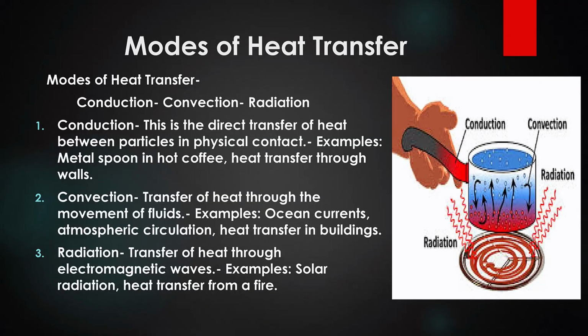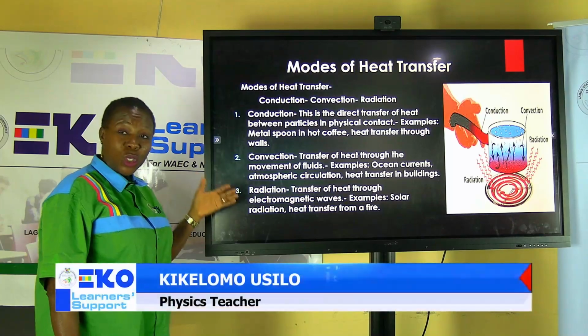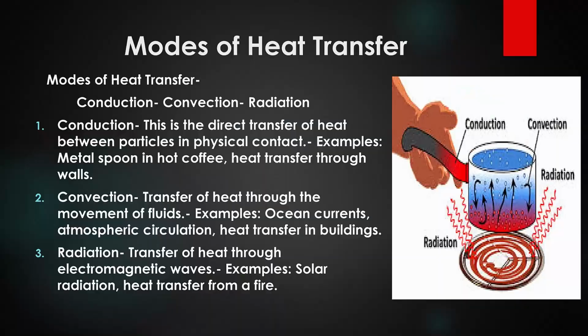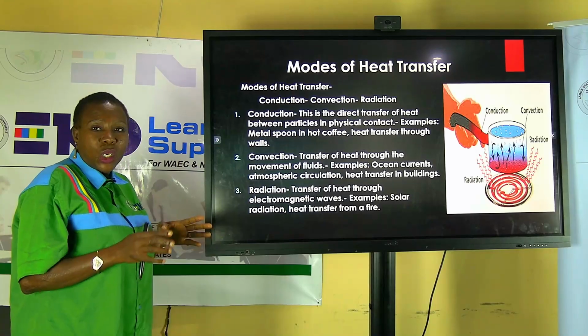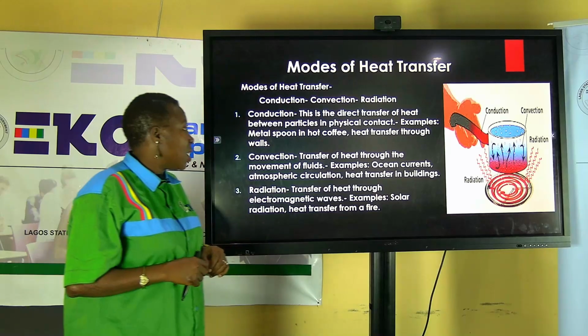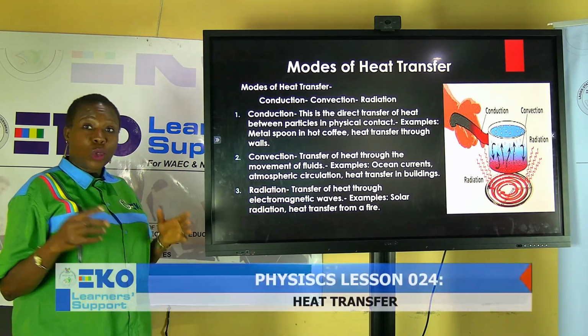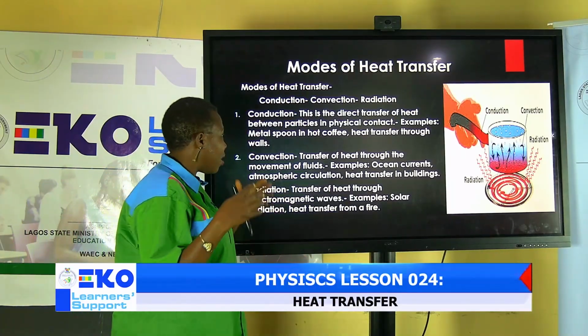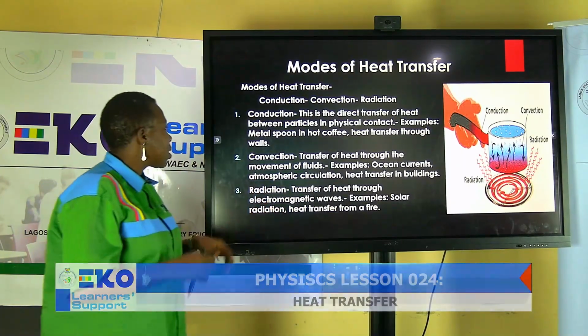Modes of heat transfer. We have conduction, convection, and radiation. Conduction is the direct transfer of heat between particles in physical contact. Examples are a metal spoon in a hot cup of coffee. Heat is also transferred through the walls of our houses, our schools, our churches or mosques.